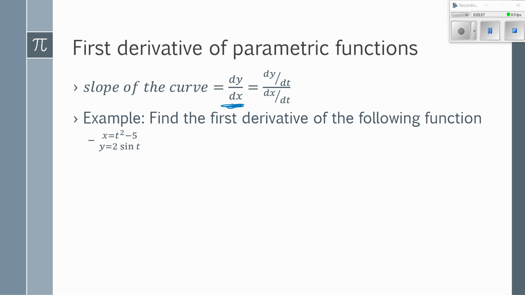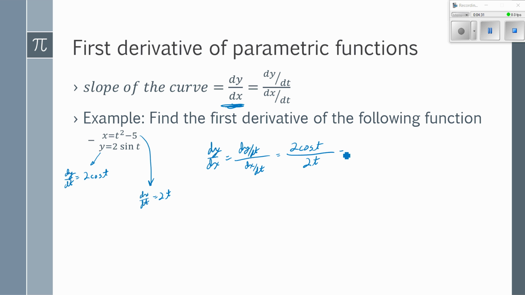So if I look at my example here, if I want to find dy dx, I need dy dt, and I need dx dt. So dy dt is going to be equal to 2 times cosine of t. And dx dt is going to be equal to 2t. And there is my derivative. We can simplify it a little bit by canceling the 2's, but I don't have to. But that's our derivative.